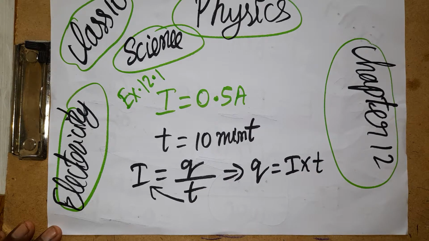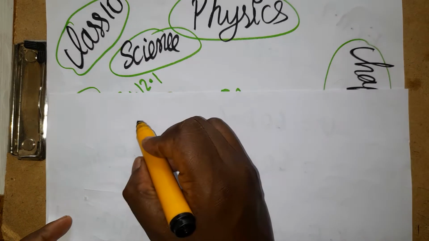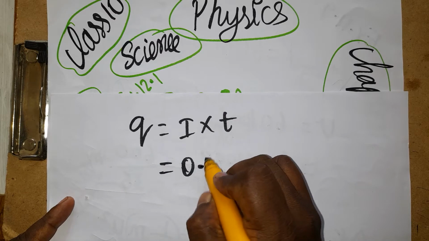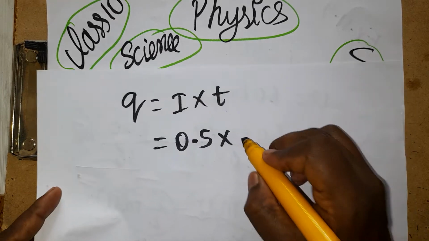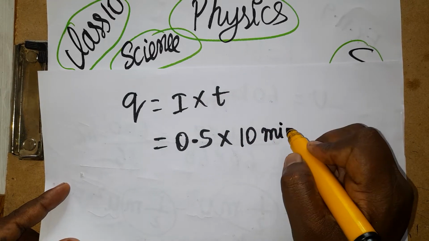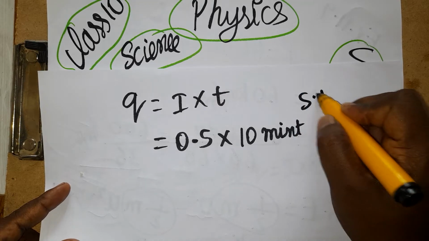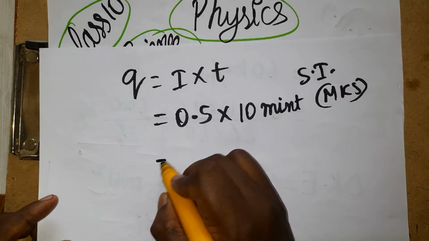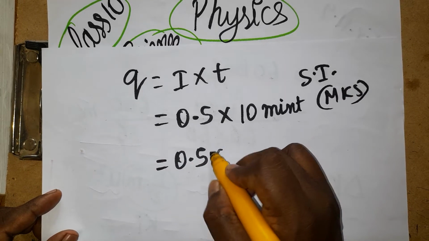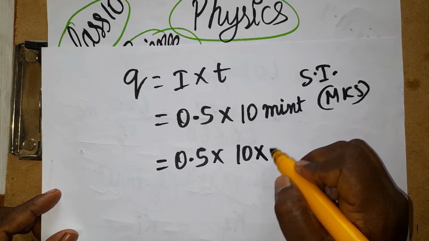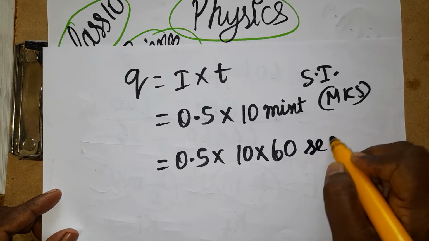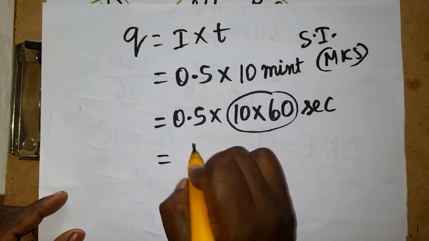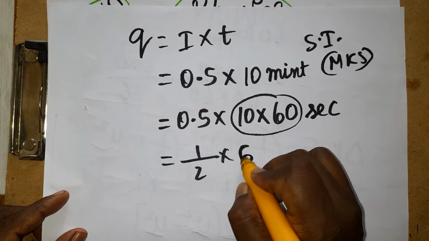So what is the current here? 0.5. So charge is equal to current into time. Current is 0.5. What is time? 10 minutes. Always do the problem with SI units. What is SI unit? MKS system: meter, kilogram, second. Minutes to seconds you should convert. 1 minute is how many seconds? 60 seconds. So 10 into 60 seconds, this will be 600. Instead of writing 0.5, you can write half into 600.